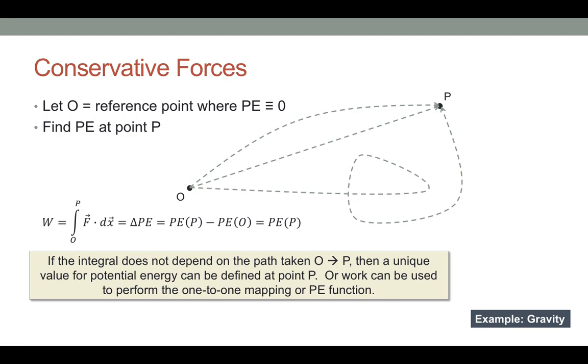However, that's not the only way to get to point P. We could take this second path right here. That would also go from O to P. We could calculate how much work is involved in going via that path.